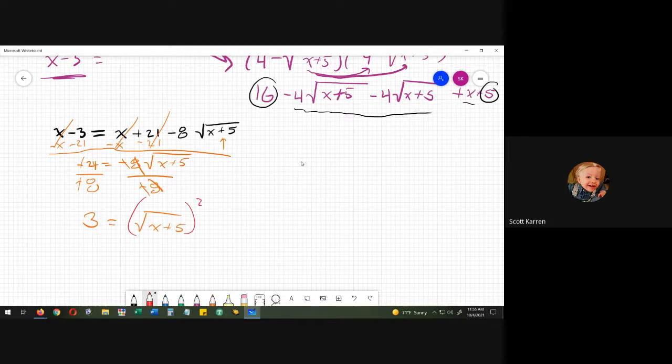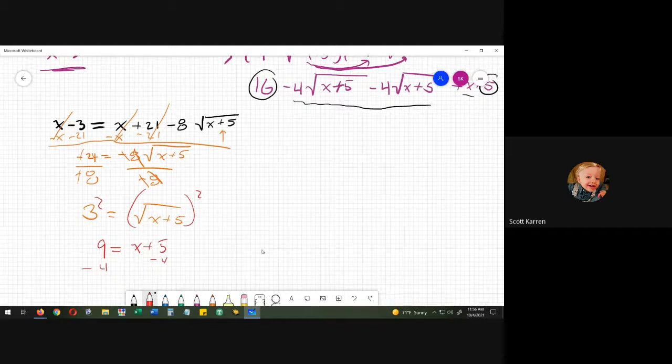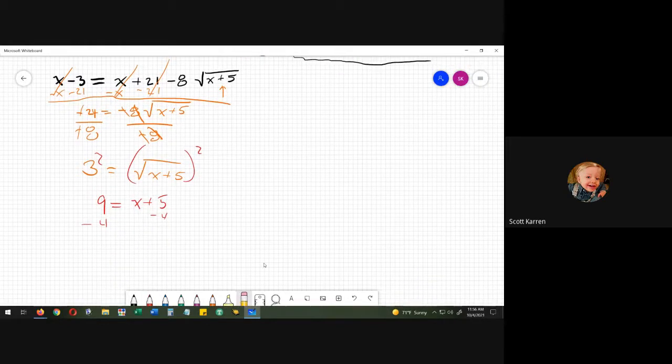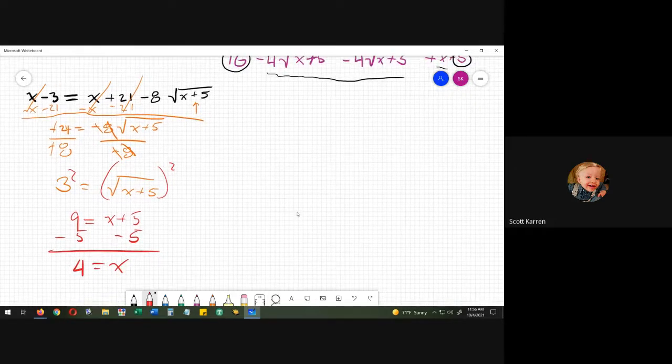I can come back in, square this, square that. On the left, I get 9. On the right, I get x plus 5. And if I subtract 4 from both sides, I don't know why I would do that. Let's try that again. Oops. I want to subtract 5 from both sides to get 4, and I'm done, right? But whenever you square something to find a solution, you want to check this. So let's check it.